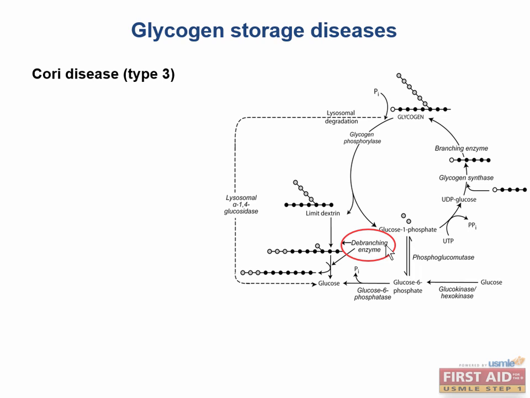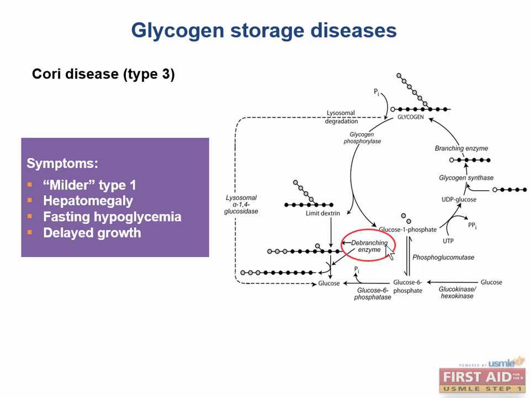This primarily affects the liver and the muscles and has findings similar to type 1 von Gierke's disease without that lactic acidosis. Again, these symptoms are going to include hepatomegaly, hypoglycemia, and delayed growth. The hypoglycemia is going to be milder in Cori's disease than it was in von Gierke's, and symptoms in general are more benign. This is because Cori disease does not affect gluconeogenesis, which is impaired in von Gierke's disease because glucose remains trapped in the liver as glucose 6-phosphate.